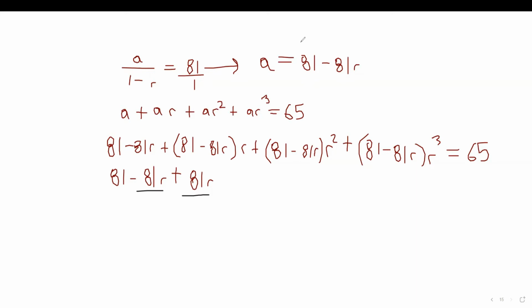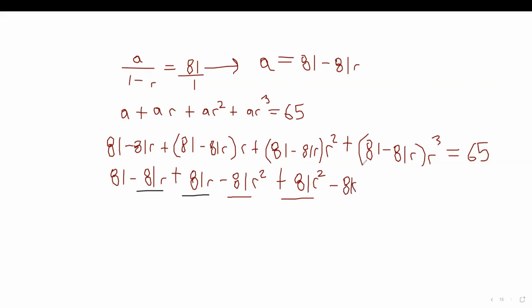Yes, sir. They actually make it work out easy, because this would have been crazy to work out. And this times this now gives me minus 81 R squared. But then on the next side, 81 times R squared gives me plus 81 R squared. See, cancel again. So this part cancels this part. So now we just need to multiply 81 times minus 81 times R squared. That's going to give me minus 81 R cubed.